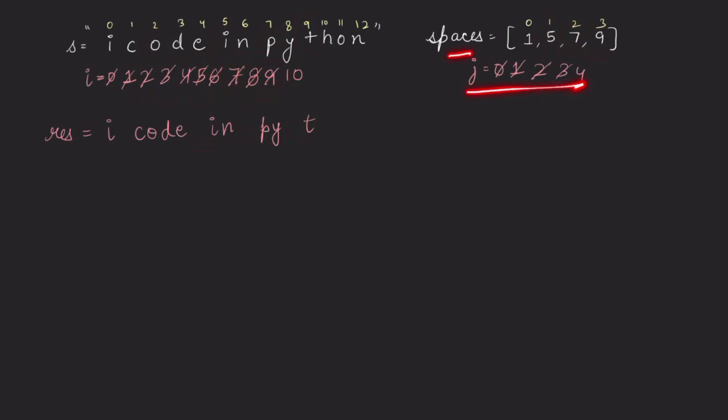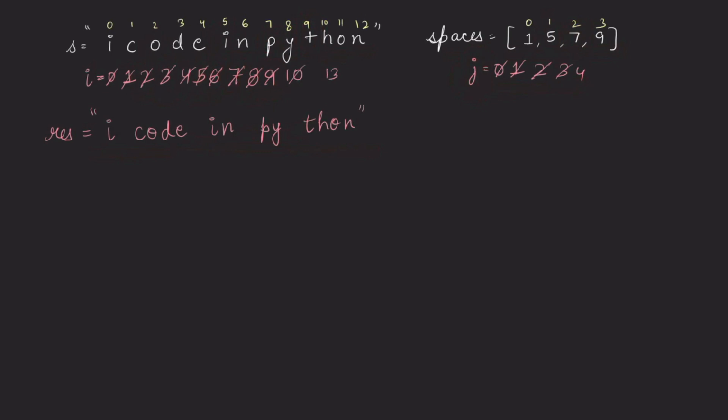Now we are done with the spaces array. J is out of the indexes now. So we can directly append all of these characters. So H will come, then O will come, and then N will come. And at the end, the value of I would be 13 and we would stop here. And this would be our resulting string and we can directly return it as our answer.